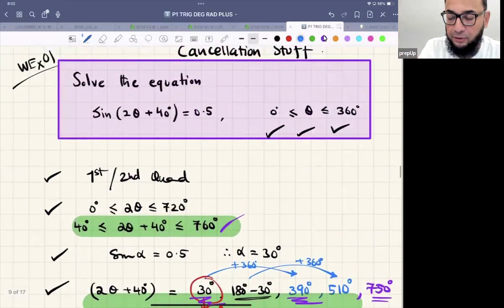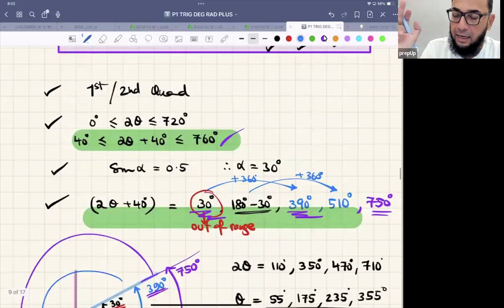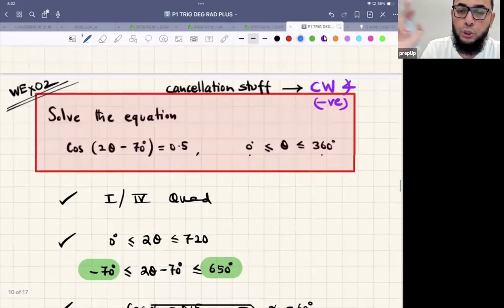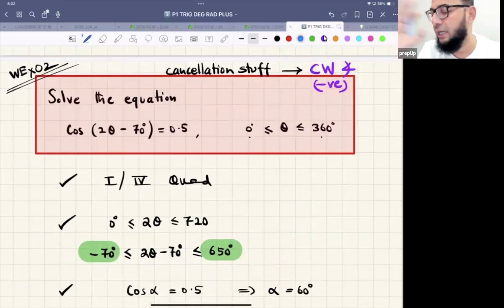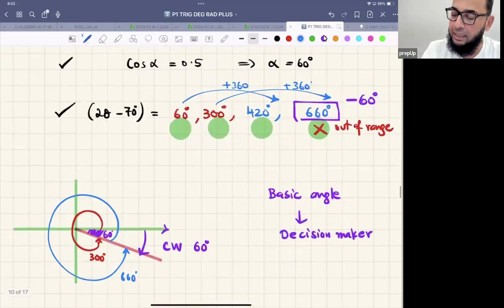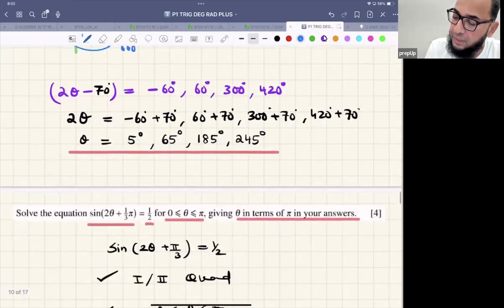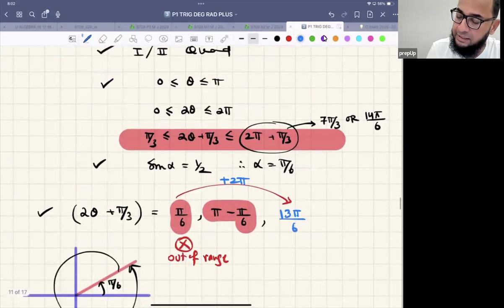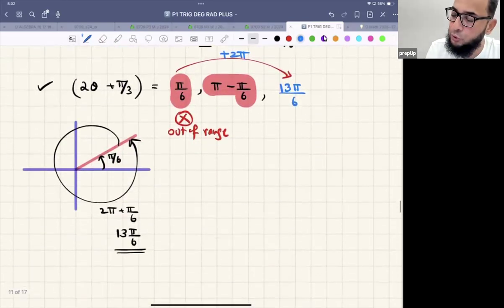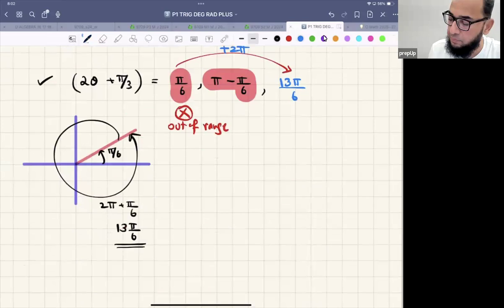You add 360 degrees or 2 pi radians. The last answer cancels off. You go clockwise. These are the two extreme things that could come. So over here, we have all four things. Let me make theta the subject. So let me just do the working right over here. Let me make a box.